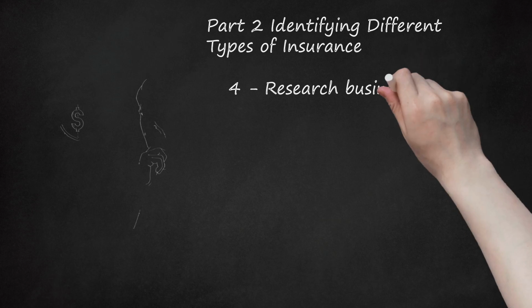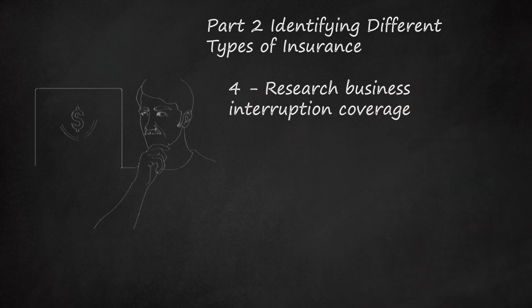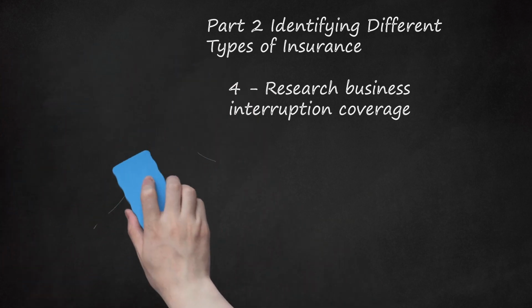4. Research business interruption coverage. This type of insurance protects you against lost revenues and profits sustained from interruptions to your business. For example, your business might have been destroyed in a fire. Although your current business insurance might pay to replace damaged equipment, it won't cover lost profits. This is where business interruption coverage comes in.